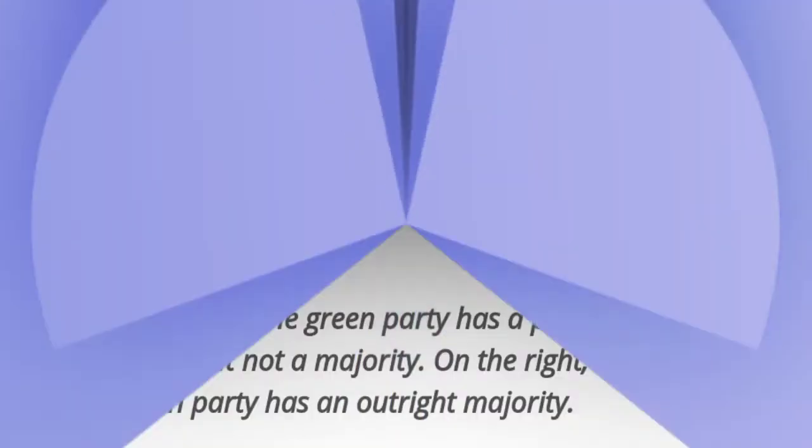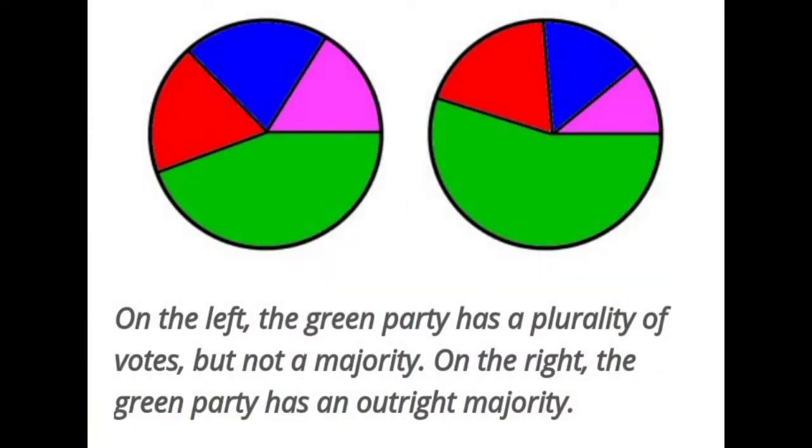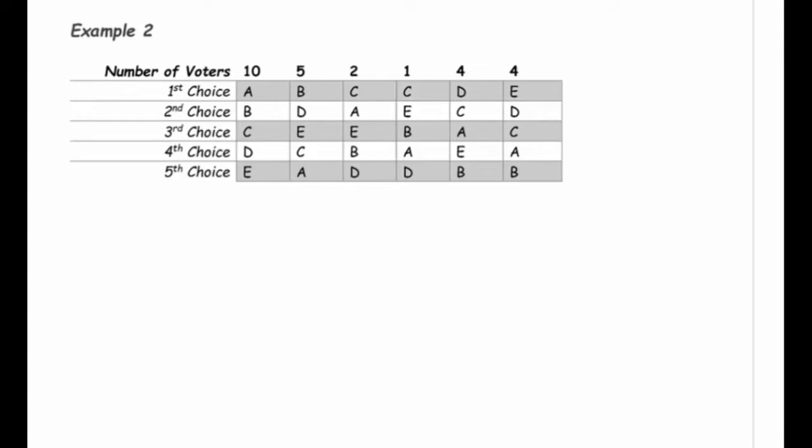So here's an example of the plurality with elimination method. On the left, the Green Party has a plurality of the votes but not a majority. On the right, the Green Party has an outright majority. So now, I will play a short video about an example of the plurality with elimination method.